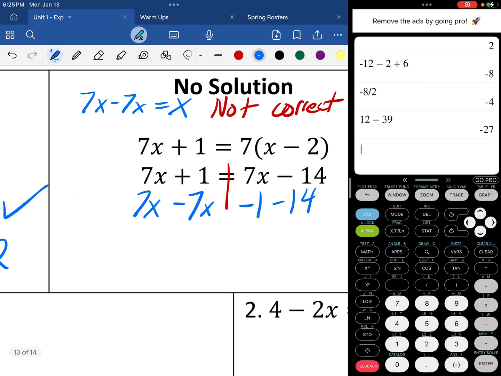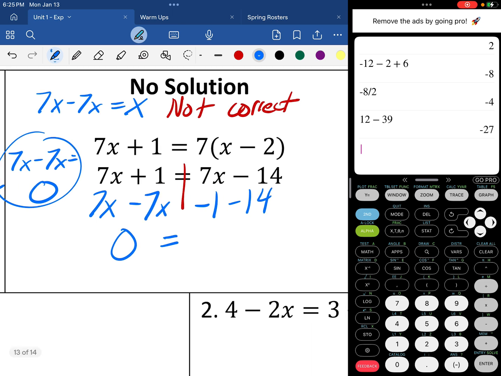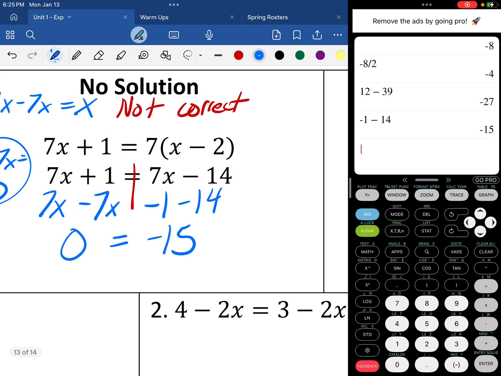When you have 7x minus 7x, that is 0. It's like saying I have 7 cookies. If I eat all 7 cookies, how many cookies am I left with? 0. I ate all the cookies. They're all gone. Okay? If we do the other side, negative 1 minus 14, that is going to give me negative 15. Now stop and ask yourself, does 0 equal negative 15?